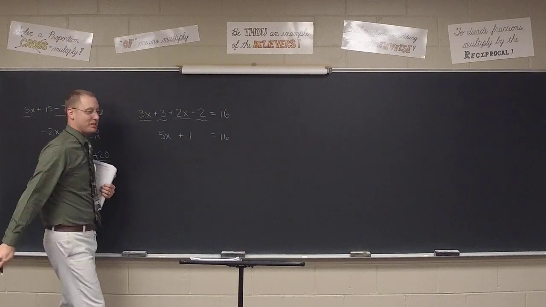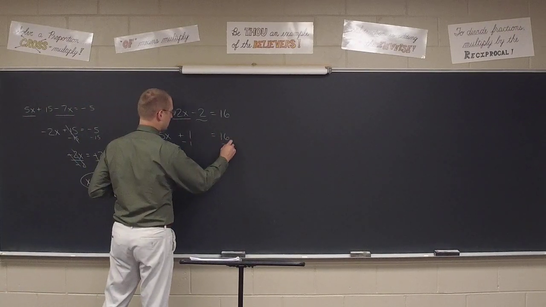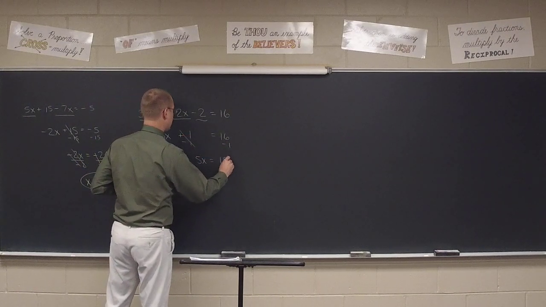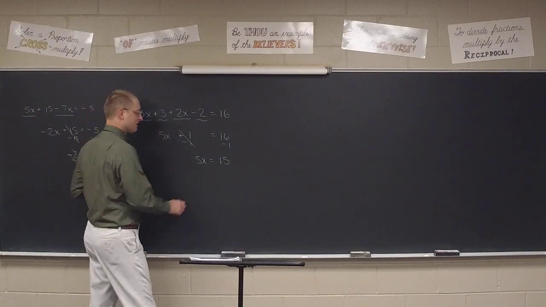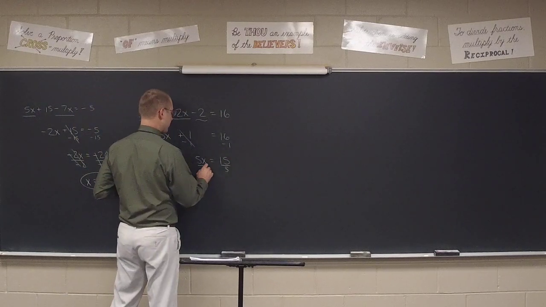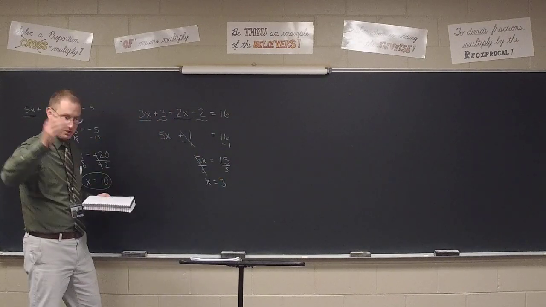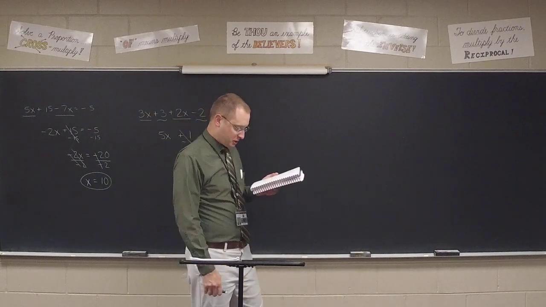Alright. Then what do we need to do, Dylan? Subtract 1 on both sides. To get? 5x equals 15. And then what do we need to do, Adam? Divide, you get positive 3. Divide the 5 away to get x equals 3. How many had 3 for number 2? Good. Number 5. It says to add or subtract as indicated.